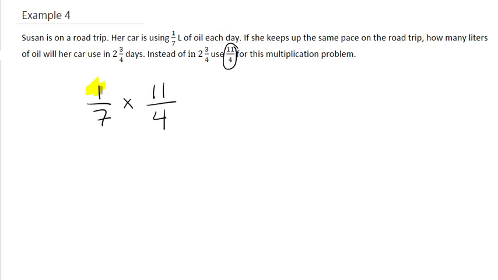Again, we're going to multiply the numerators together. So we get 1 times 11 is 11. Next, we multiply 7 times 4, which is equal to 28. So we would say that her car will use 11 over 28 liters of oil.